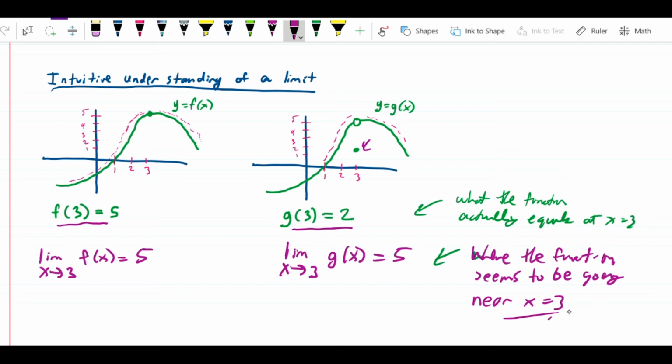on. Now, obviously, this is a very intuitive understanding of what the limit is, and we're going to get more into the calculations. But just understand, this is what we're talking about when we talk about limits. We're talking about the tendency of where a function appears to be going near a particular point.